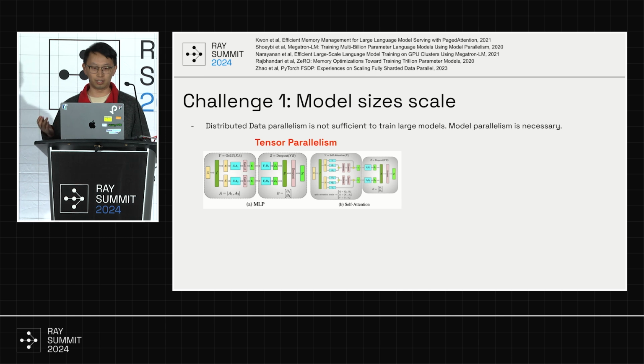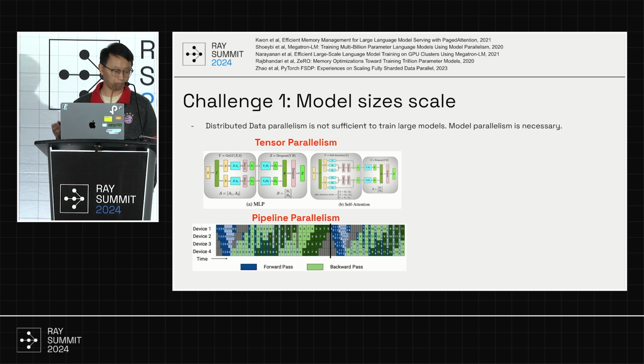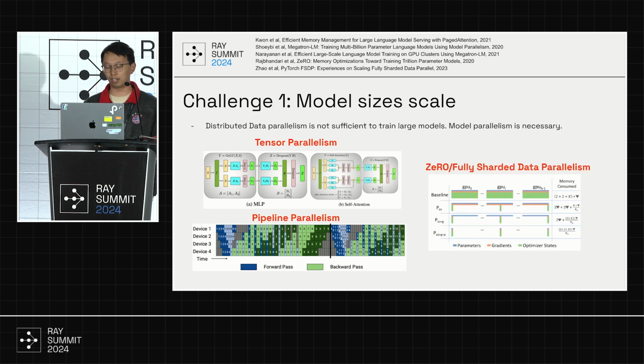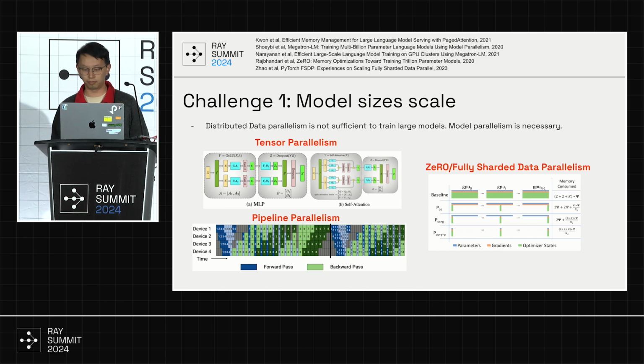There are several existing ways. The first one is called tensor parallelism, and we have pipeline parallelism, and we also have PyTorch's native fully sharded data parallelism. The tensor parallelism and pipeline parallelism originate from NVIDIA's Megatron-LM repo. Okay, so that's the first challenge.